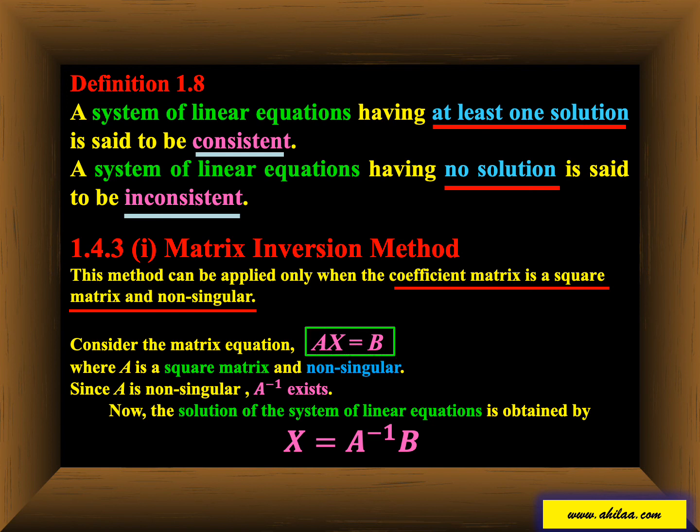So, we write the given system in the matrix form as AX equal to B, and we check whether A is non-singular and square. That is, we find determinant of A. If it is not equal to 0, then we say A is non-singular. Therefore, A inverse exists. We get the value of A inverse. After getting A inverse, we multiply A inverse into B to get the variable matrix X. Understood? Good.